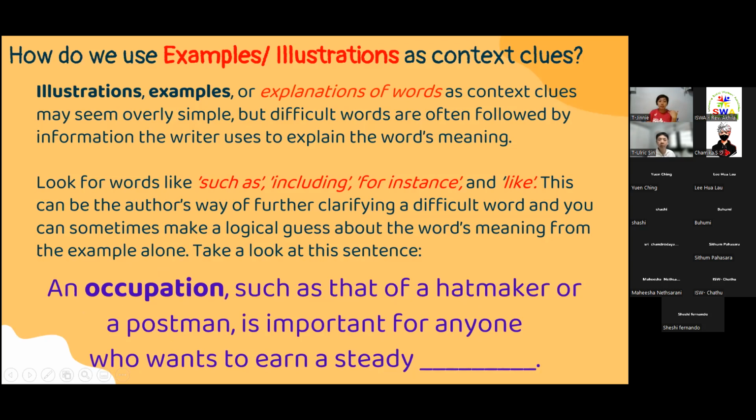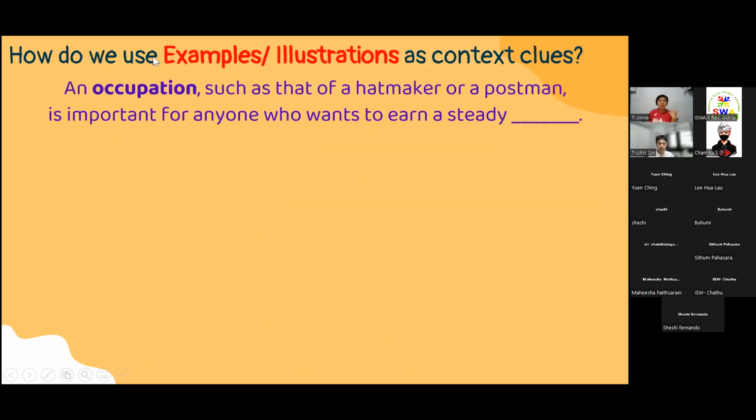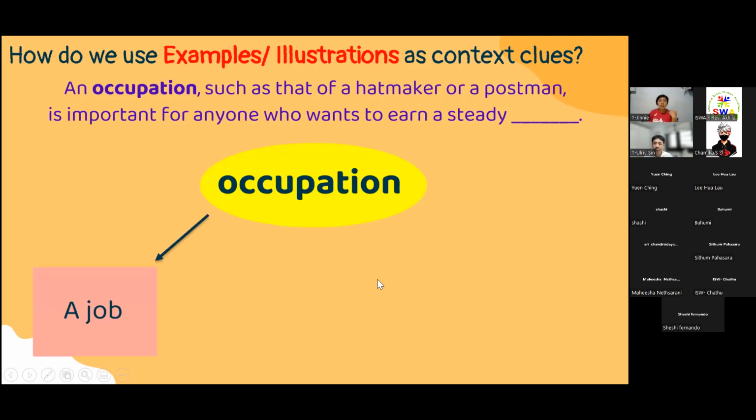Okay, why? Because if we look at the word occupation, it actually has three meanings. First meaning, all of you know, an occupation means a job. My occupation is a teacher. My occupation is a doctor. I treat patients. So that occupation, when used, has a meaning of a job.